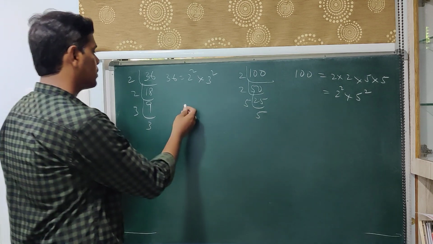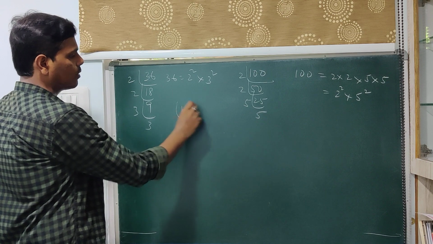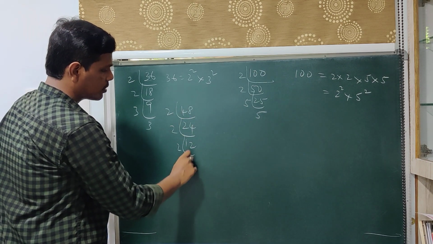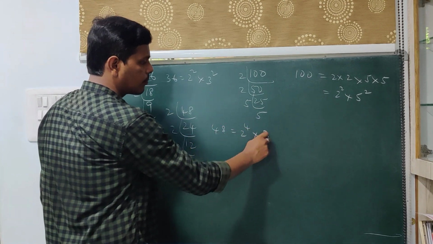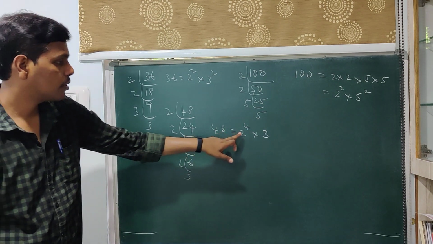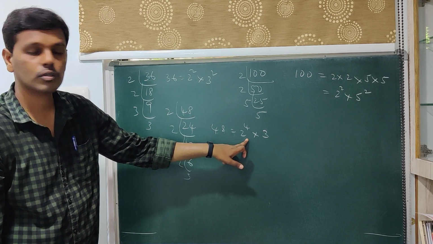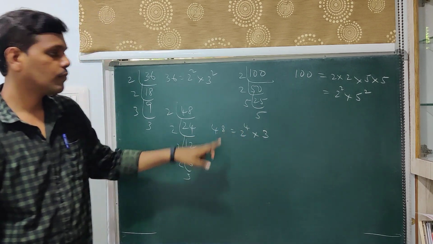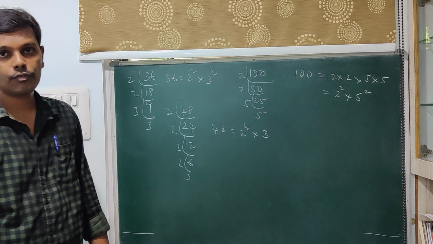Let me take one more composite number, say 48. So do the prime factorization. 2 times 24, 2 times 12, 2 times 6, 2 times 3. So 48 is equal to 2 power 4 into 3. So again 48 is a composite number and we are able to write it as a product of its prime factors. 2 is a prime factor of 48. 3 is also a prime factor of 48, and we are able to write 48 as a product of its prime factors.